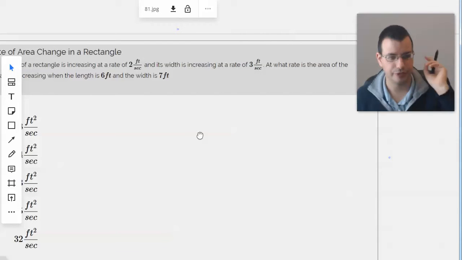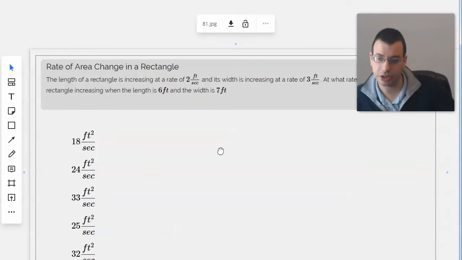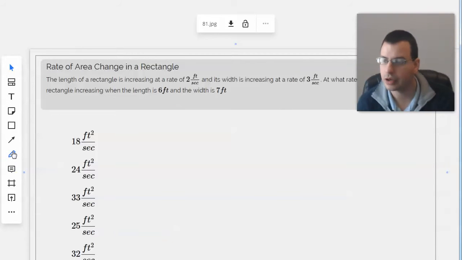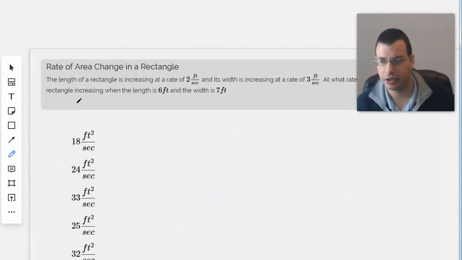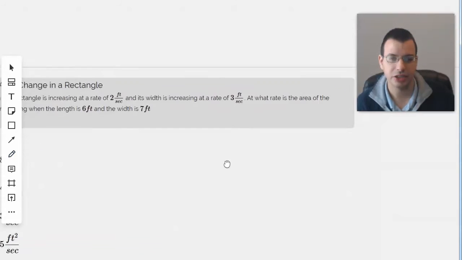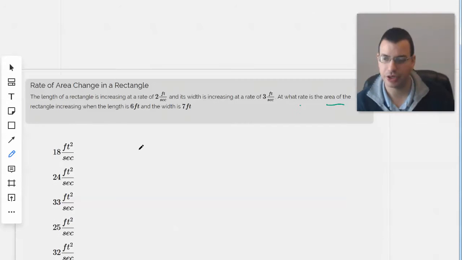Okay, focus. At what rate is the area of the rectangle increasing when the length is 6 feet and the width is 7 feet? Okay. So they say, at what rate is the area of the rectangle increasing?